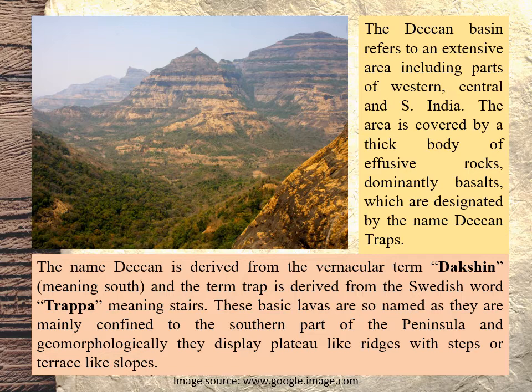As you can see, the exposed rocks, the traps, are like stairs. Step by step they gradually decrease in altitude. Due to this stair-like appearance of almost flat-topped, extensive effusive igneous rocks occurring mostly in the southern half of the Indian peninsula, they are named Deccan Traps. So trap basically came from the stair-like appearance of the rocks.